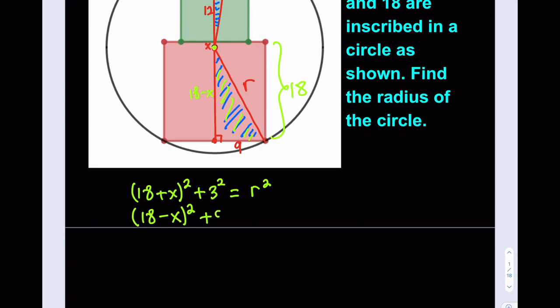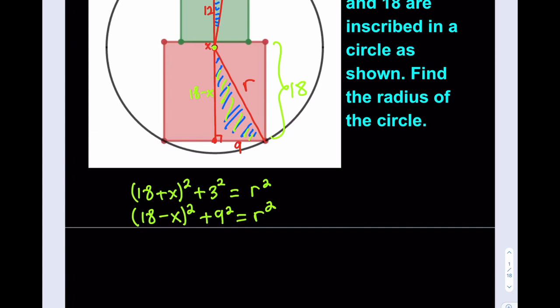Plus 9 squared is equal to r squared. Now, there are a lot of things you can do here, obviously. You can try to solve for x, like try to get rid of x, but that will be hard to do because you're still going to end up with some x terms. But it's easier to solve for x first, so let's get rid of r.